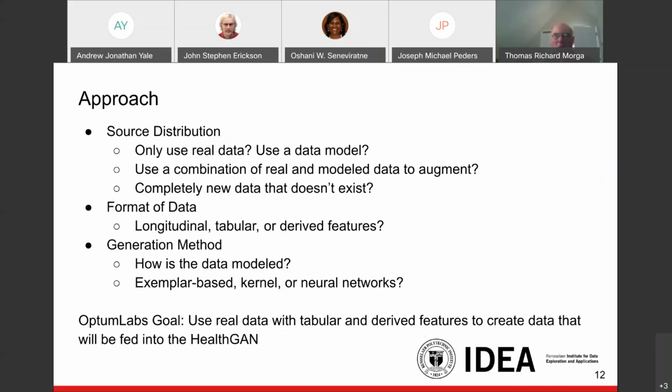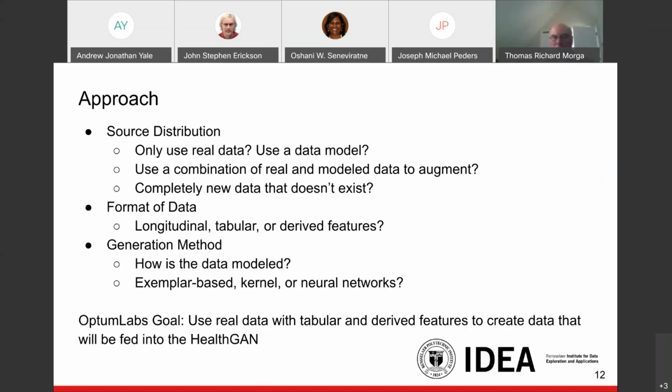And finally, approach. There are a couple aspects of this as well. Source distribution: are we only using real data to train the model, or are we using a combination of real and modeled data to augment the model? This might be used for a classroom setting where we want to change the result of the synthetic data to ensure a certain relationship exists. Or are we using completely new data that doesn't exist to train the model? We're only going to be focusing on real data for our purposes.